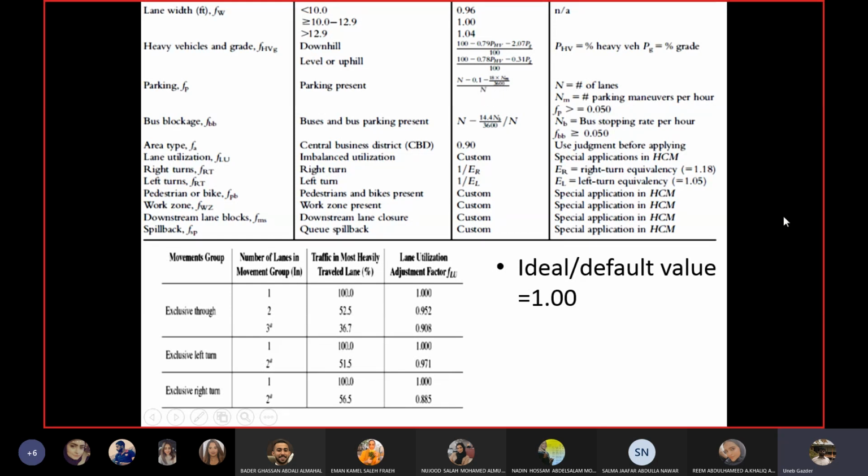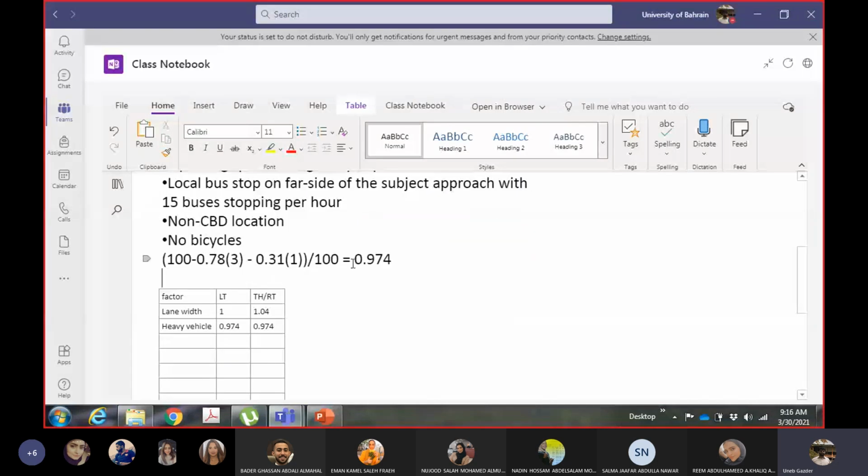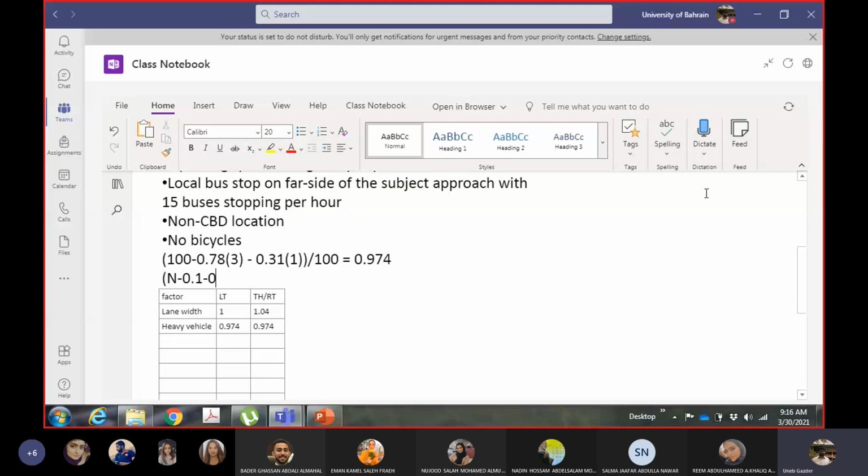The equation is (n minus 0.1 minus 18 N_m upon 3600) divided by n. Now there is no parking maneuver, so this whole term will become 0. This term is with the number of parking maneuvers per hour, so there are no parking maneuvers per hour, so this whole term will become 0. I don't have to worry about it. Divided by n.